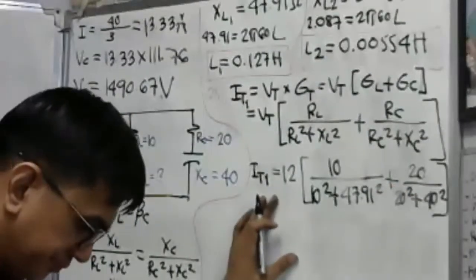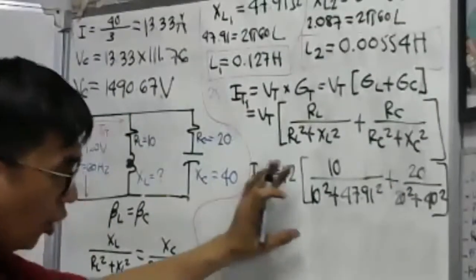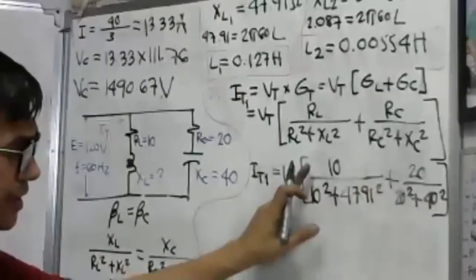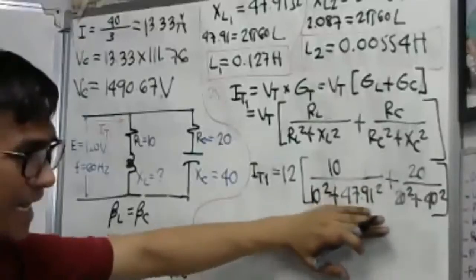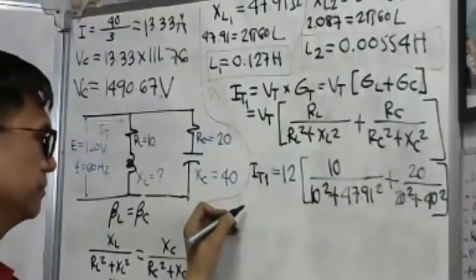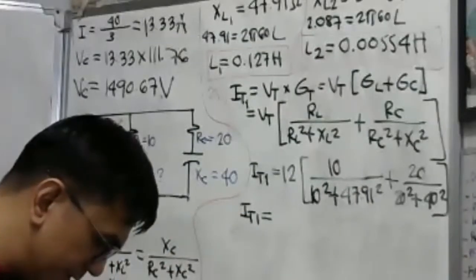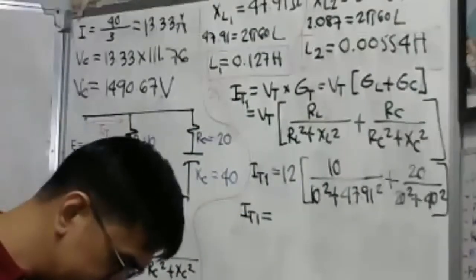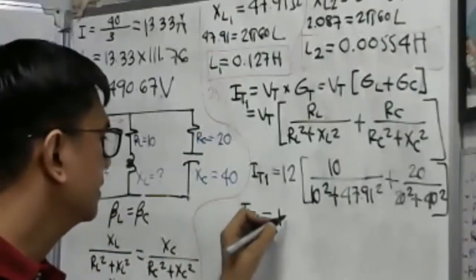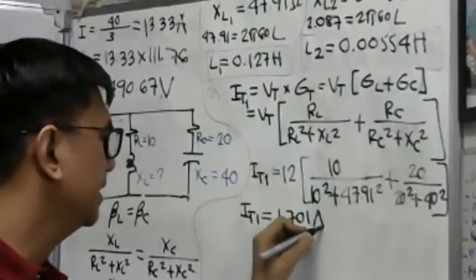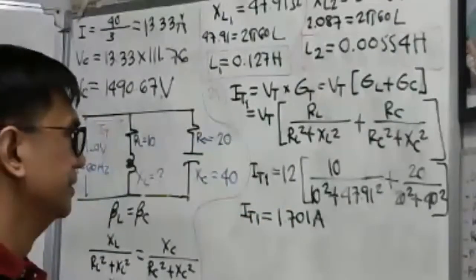Okay. All of these are just by magnitude. There's no J here. Just calculate this, then multiply by 12. So therefore, our I total 1 will be equal to, I'll just give you the final answer for this, 1.701 amperes. That's one of the answers.